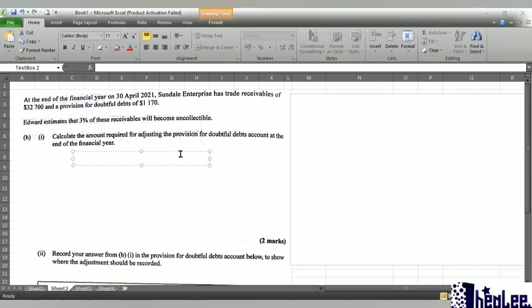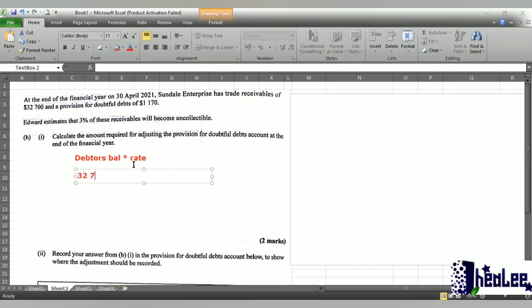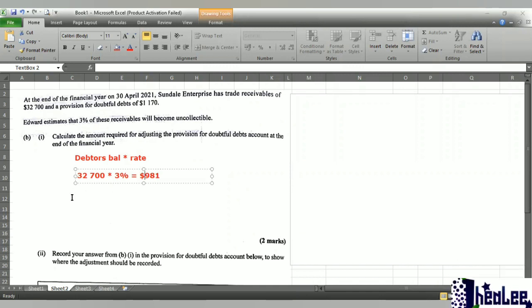In order to do this, the formula is debtors balance multiplied by the rate. The debtors balance there is $32,700, and we're going to multiply that by the 3% that may not be collected. And what we get is a value of $981. So that would be the balance in the provisions account for the period ending April 30th, 2021.